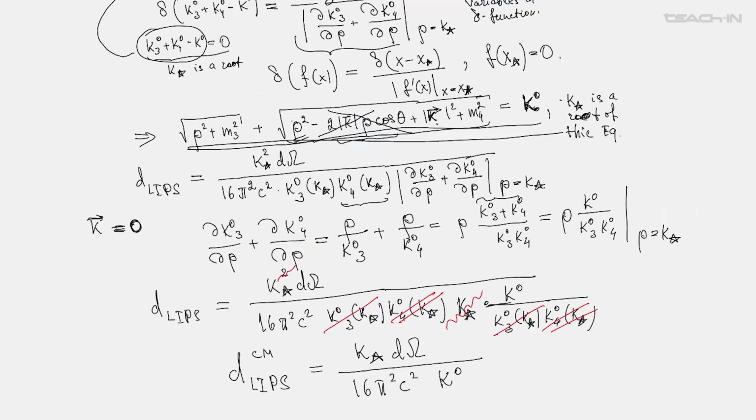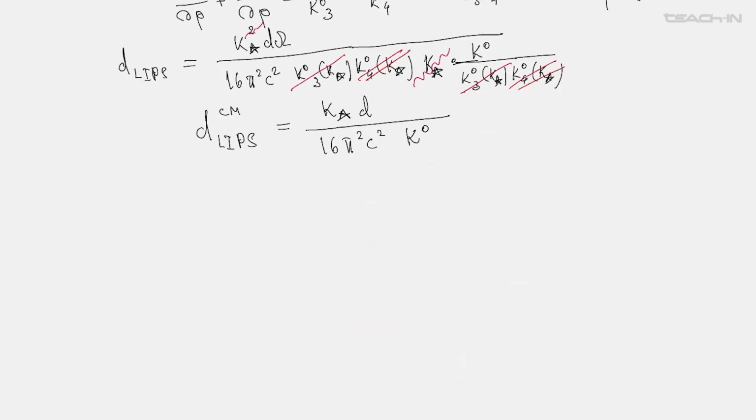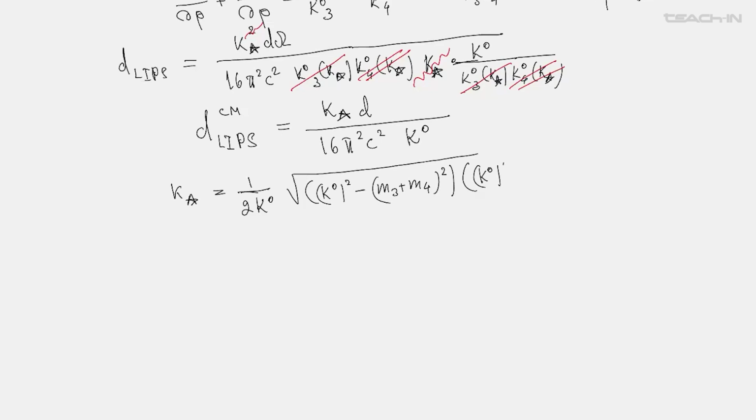In this case, you can do it very easily. You just take a square of this equation, isolate the roots, and you find for k star the following explicit answer. K star is just 1 divided by 2k0 times the square root of k0 squared minus (m3 plus m4) squared, times k0 squared minus (m3 minus m4) squared. That's the result of solving this equation here.